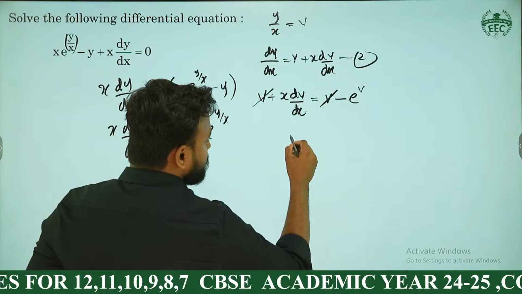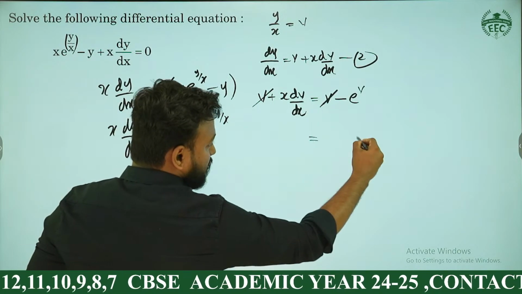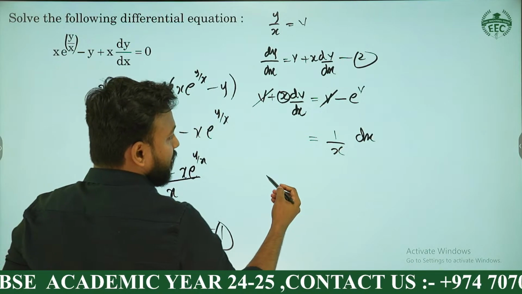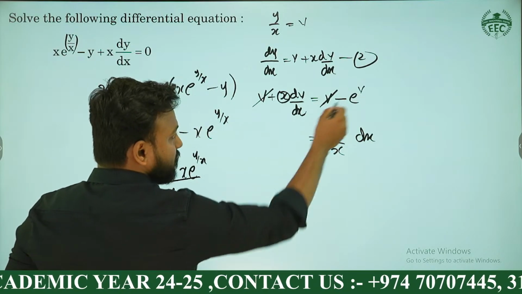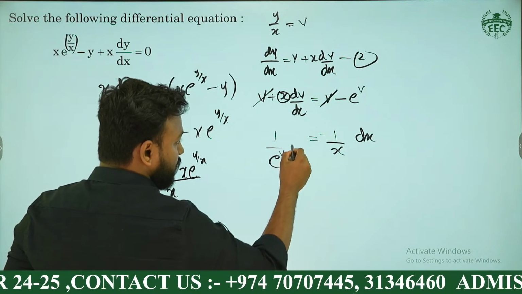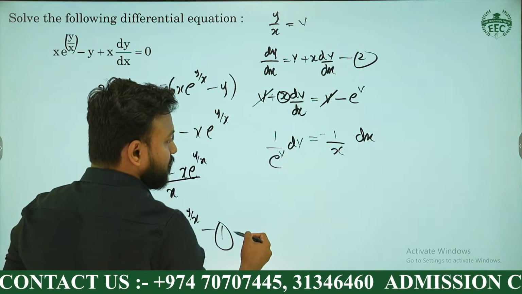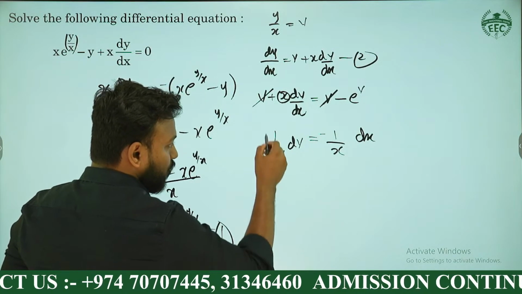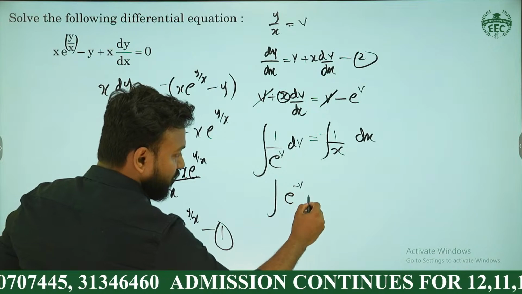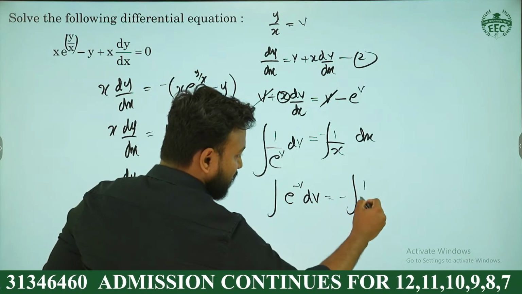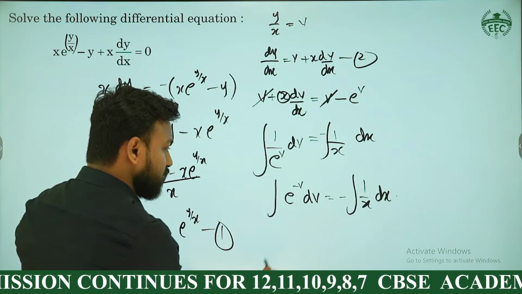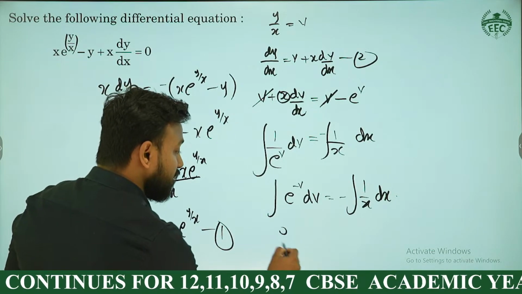Then this dx goes to that side and this x comes here, becoming 1 by x. There is a negative sign, and this e raised to v at the numerator will come to the denominator, that is 1 by e raised to v dv, and finally I'm going to integrate both sides. What happens? Integral e raised to minus v dv is equal to minus integral 1 by x dx. So what is the integral of e raised to x? That is e raised to x. Then what is the integral of e raised to minus v? That is also e raised to minus v.